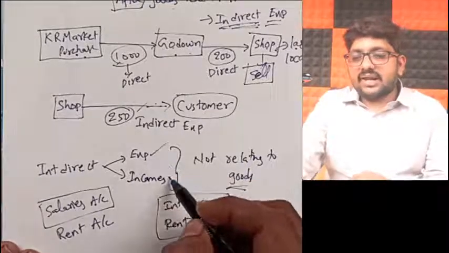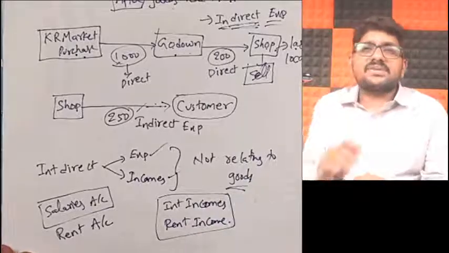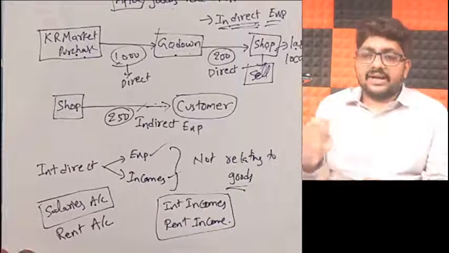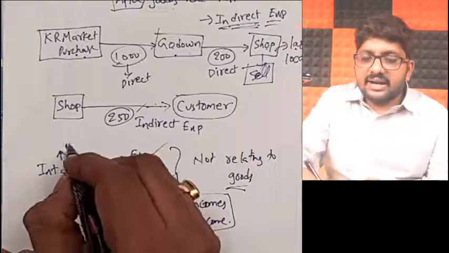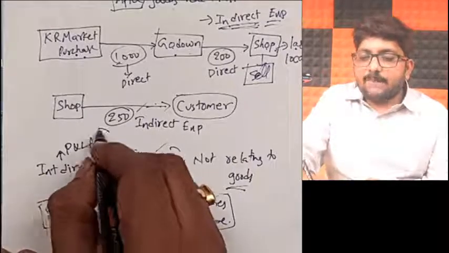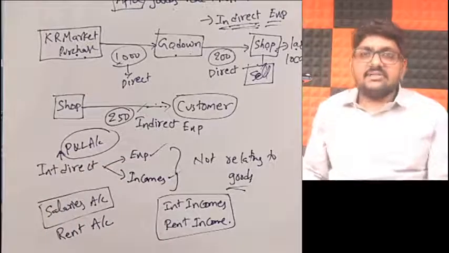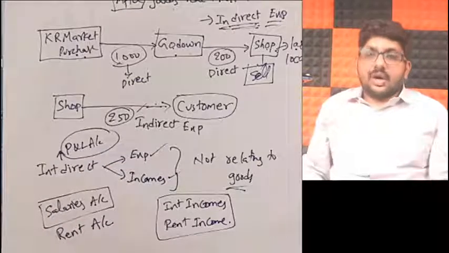Indirect expenses may be there, indirect incomes also may be there. In simple terms, if the item is not a direct expense or direct income, it becomes indirect. All my indirect incomes and indirect expenses I will transfer to the profit and loss account.